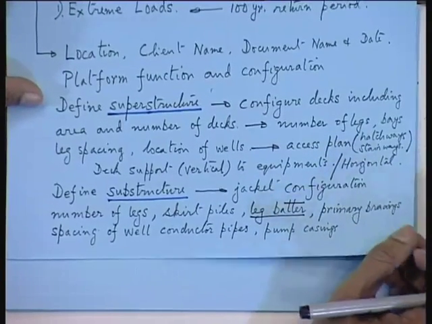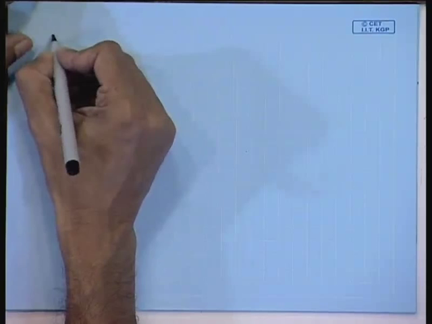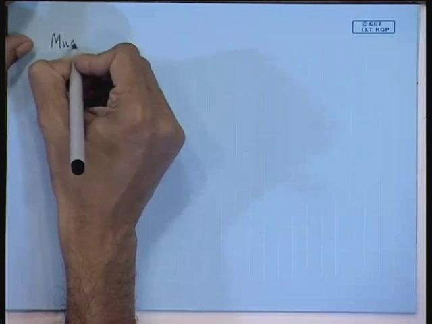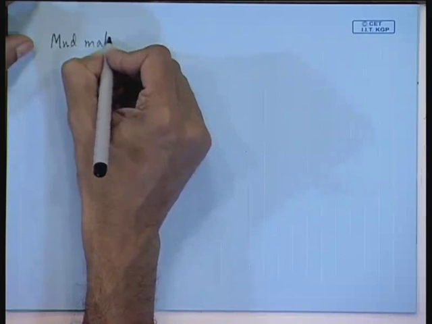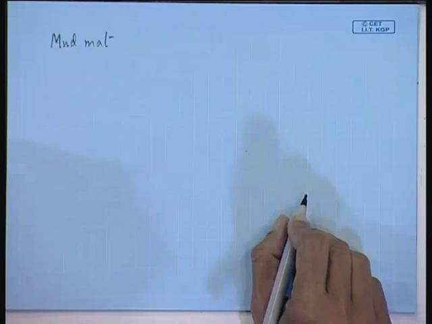Then the last one in the substructure is called mud mat. So mud mat actually gives the bearing area to the jacket. Although the piles are not giving you the base area, isn't it? Now, whenever you do pile design, there are two types of forces that will come. Suppose you are driving a pile, one is called the skin friction that is coming on the perimeter of the pile, and the other is the base force. Pile is actually supported by skin friction coming from the soil and your end force that is coming at the tip of the pile from the soil.